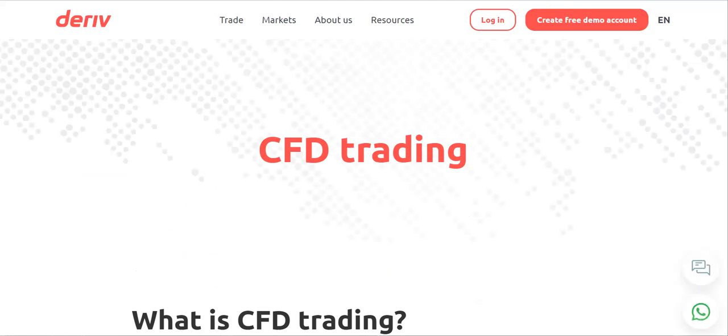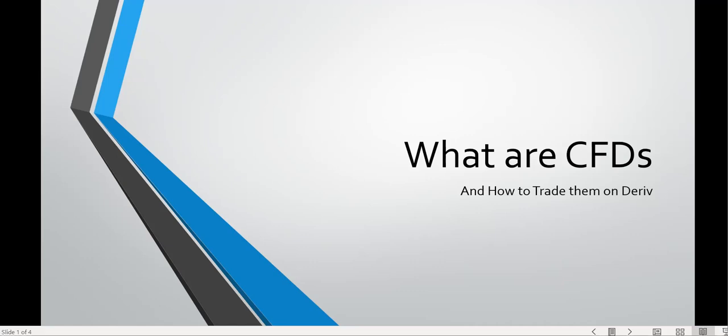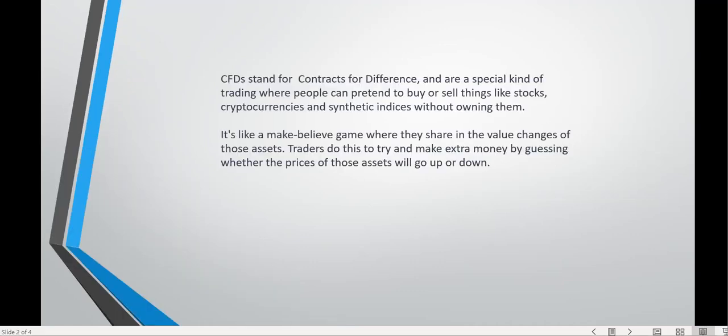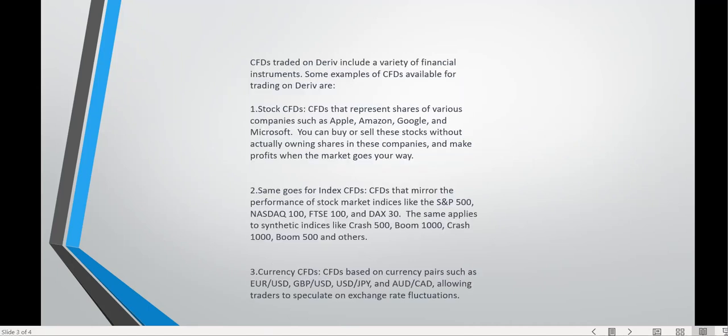So if we just quickly go to my presentation: what are CFDs and how to trade them on Deriv? CFDs stand for contracts for difference, a special kind of trading where people can pretend to buy or sell things like stocks, cryptocurrencies, and synthetic indices without owning them. It's like a make-believe game where you share in the value changes of these assets, and traders do this to try and make extra money by guessing whether the prices of these assets will go up or down. So you basically don't need to own the things. All right. So this is an example of what CFDs are.